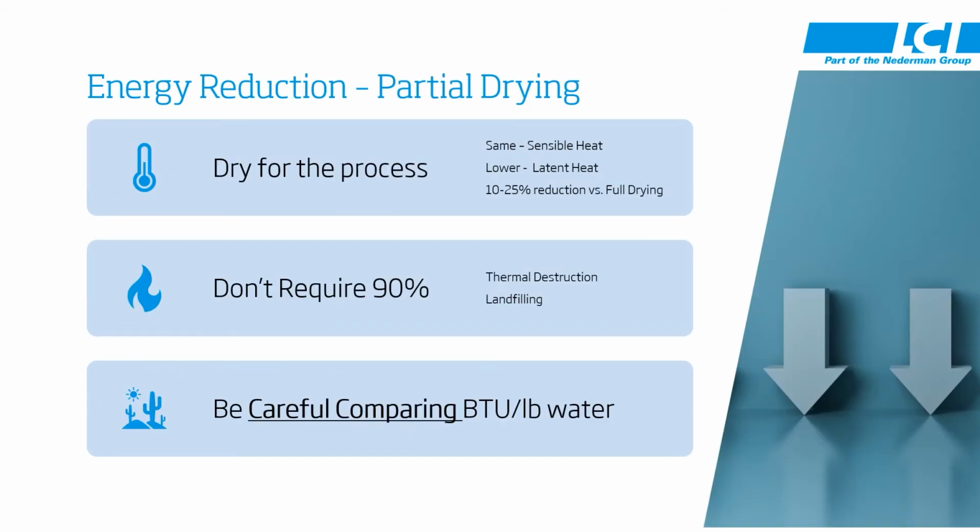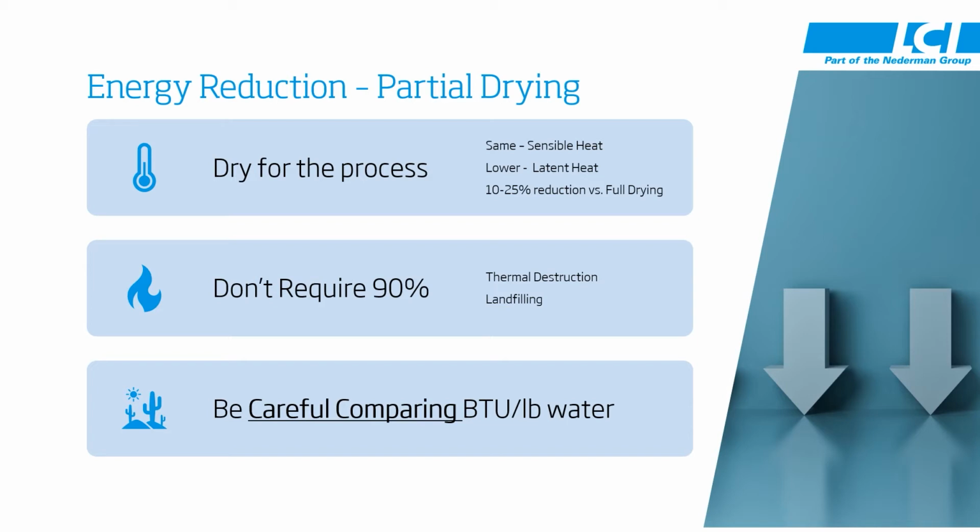So let's talk about a simple way to see energy reduction with thin film drying. That is by partial drying. In this case, we're going to dry for the process, and many processes like thermal destruction and landfilling don't require 90% solids. In the case of partial drying, we will use the same amount of sensible heat, but we will lower the latent heat because we're not evaporating as much water. You can see a 10 to 25% reduction in the heat requirement versus full drying when we move to partial drying.